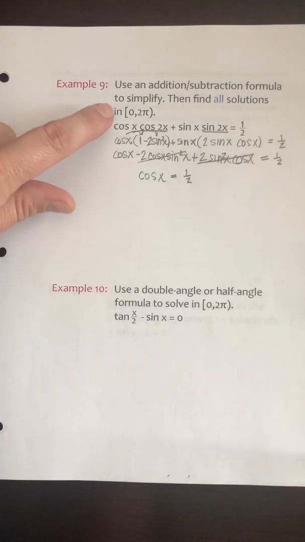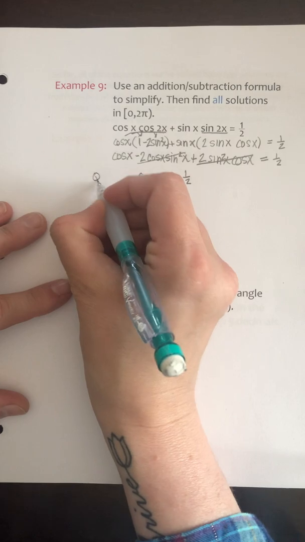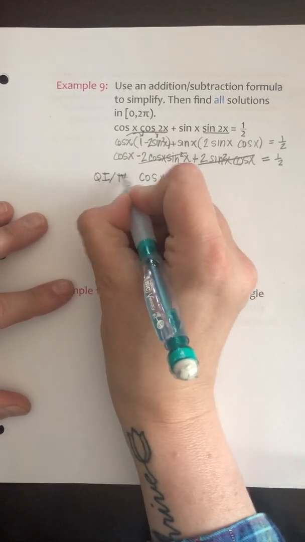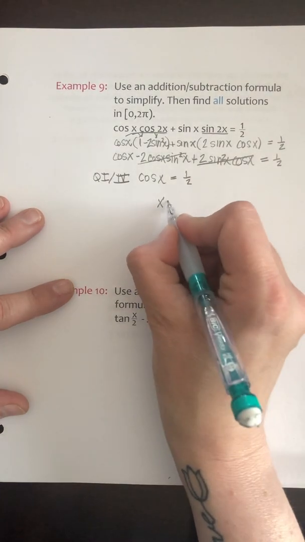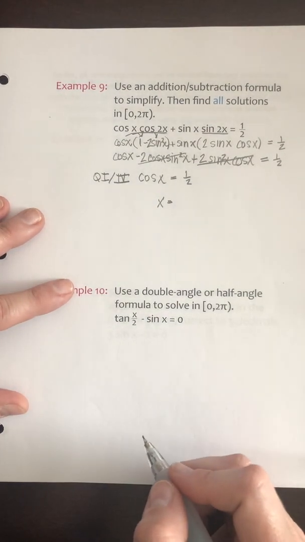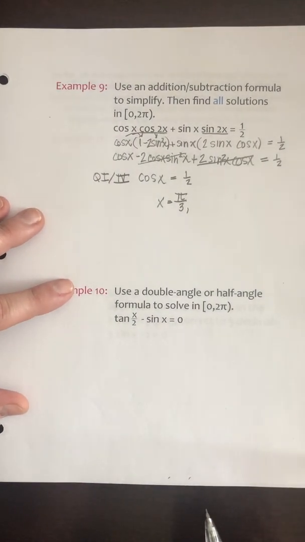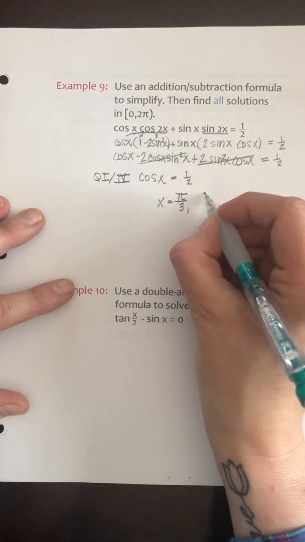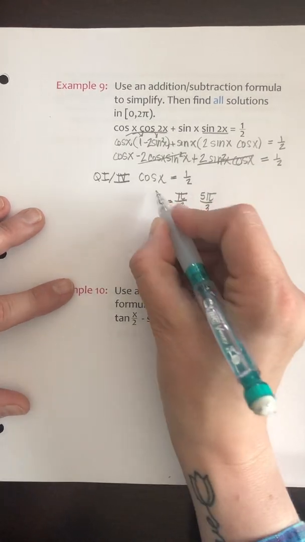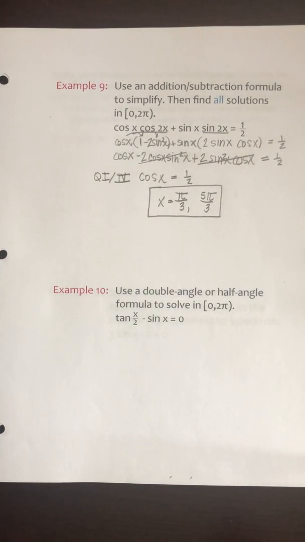So again, we want a very specific domain from 0 to 2 pi. This is going to occur in quadrant 1 or quadrant 4 because those are the only 2 places where cosine is positive. So in quadrant 1, we would get an x coordinate of 1/2 at pi over 3. And in quadrant 4, we would get an x coordinate of 1/2 at 5 pi over 3. And those are going to be the only 2 solutions that we have for example number 9.